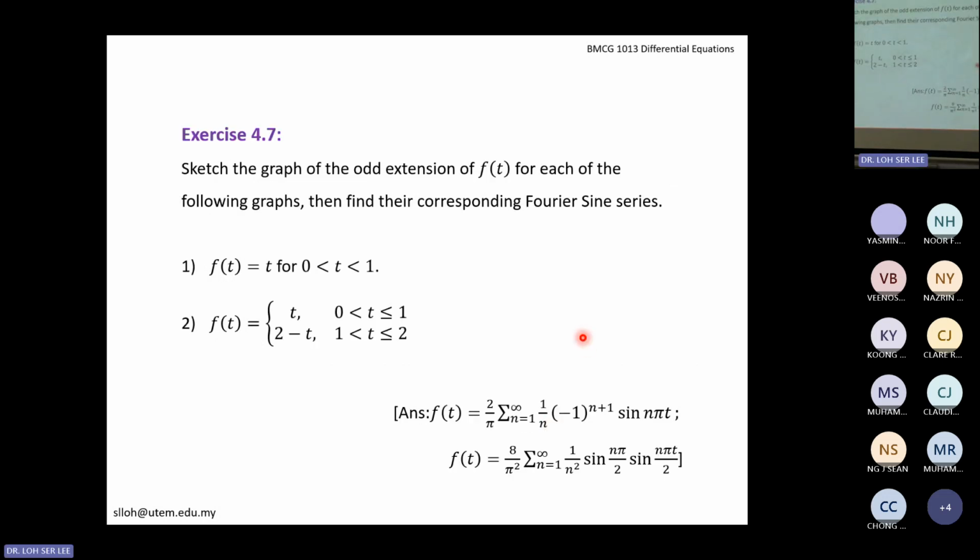This one I will continue in the next class, because for section 1 we stop here. So I will continue this one in the next class on Thursday.